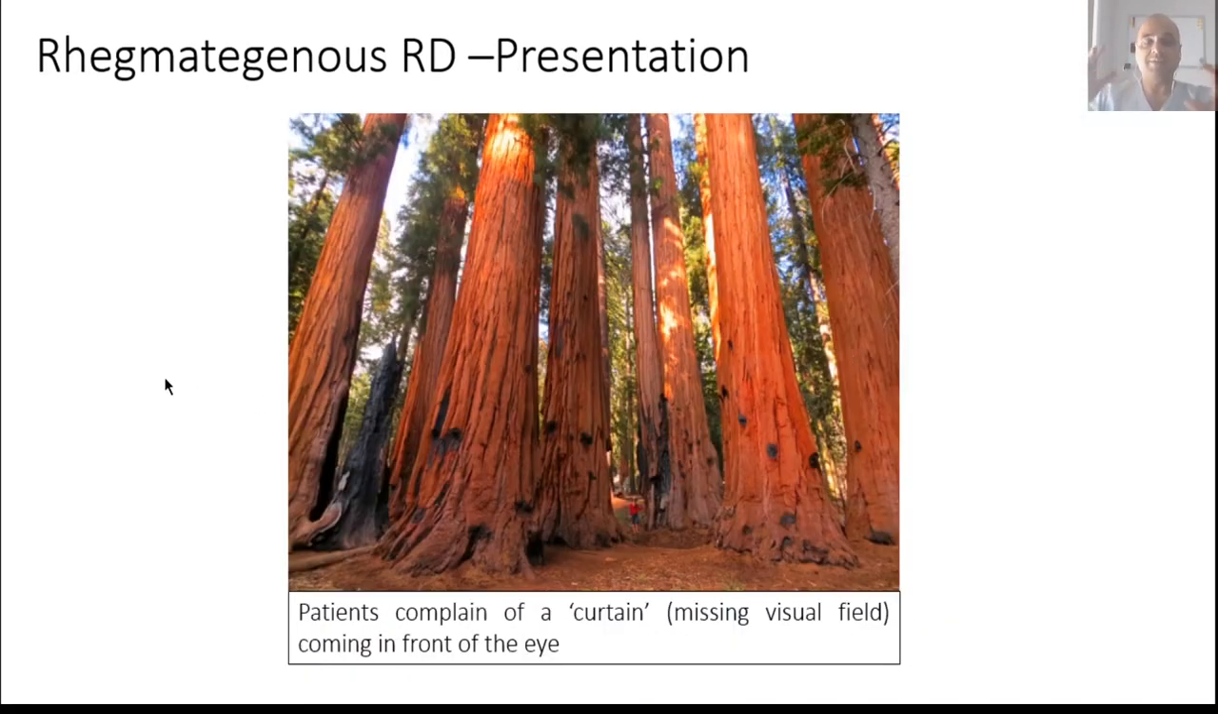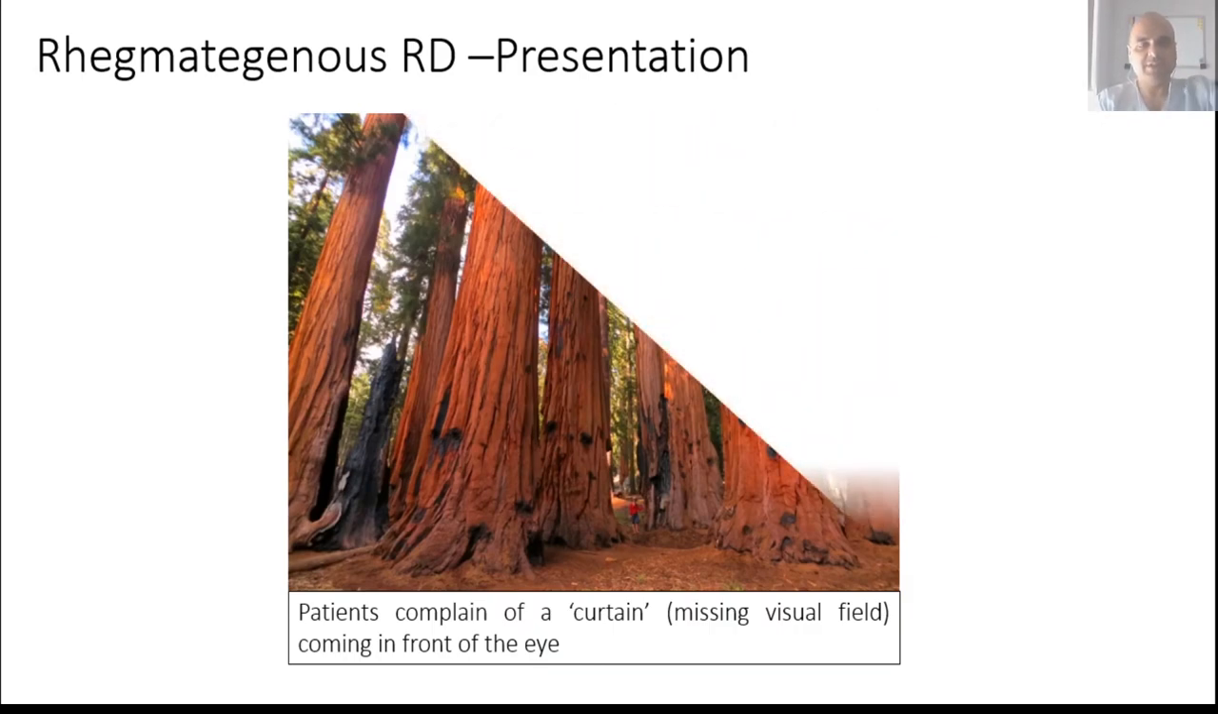This is a demonstration of what that curtain coming in front of the visual field actually might look like. So this is what patients usually say, that this is just a curtain coming in, and the size and the extent of the curtain, and the location of this curtain, would depend upon where the retina has detached from and how much of the retina has detached. So you might have superior field loss, inferior field loss, temporal or nasal field loss, depending upon the amount of retina detached and from where the retina has detached.